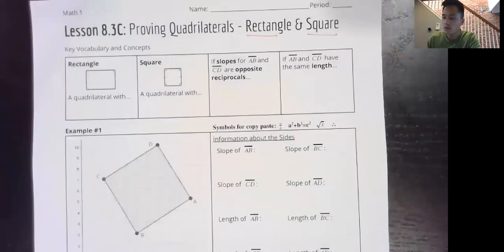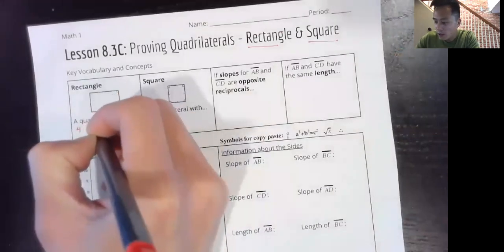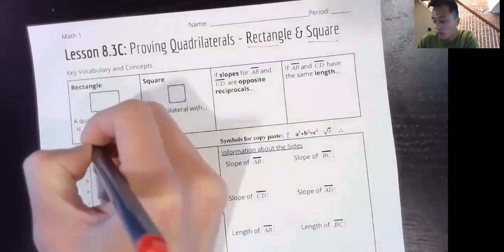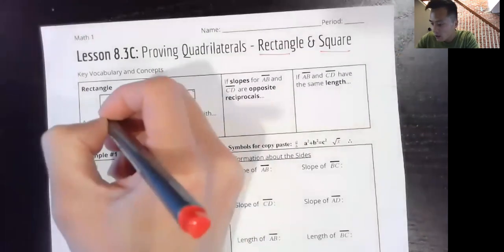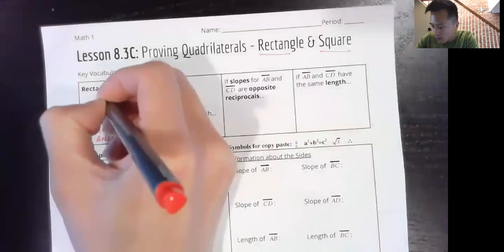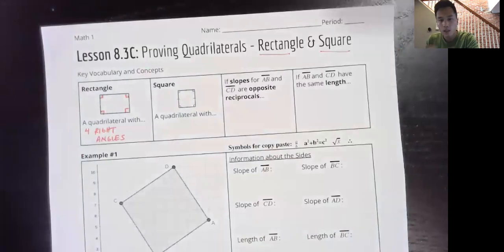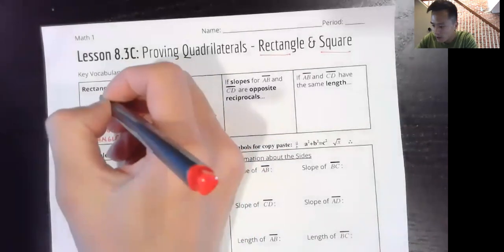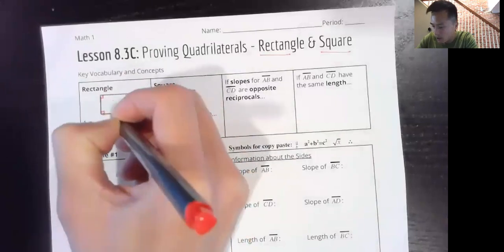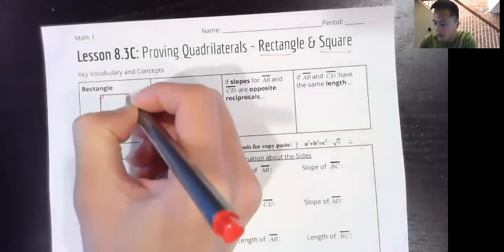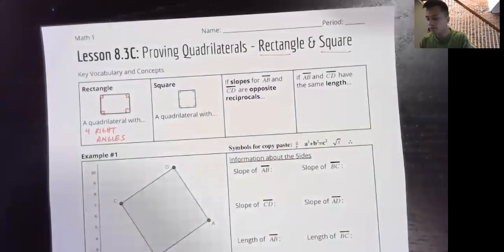A rectangle is a quadrilateral with 4 right angles, or 4 congruent angles, because they're all equal to 90 degrees. There's a right angle, here's a right angle, here's a right angle, here's a right angle. Another way that you can think of this is that this side here is going to be perpendicular to the bottom side, and this bottom side is going to be perpendicular to the right side. So all of the sides are perpendicular to their connecting sides.